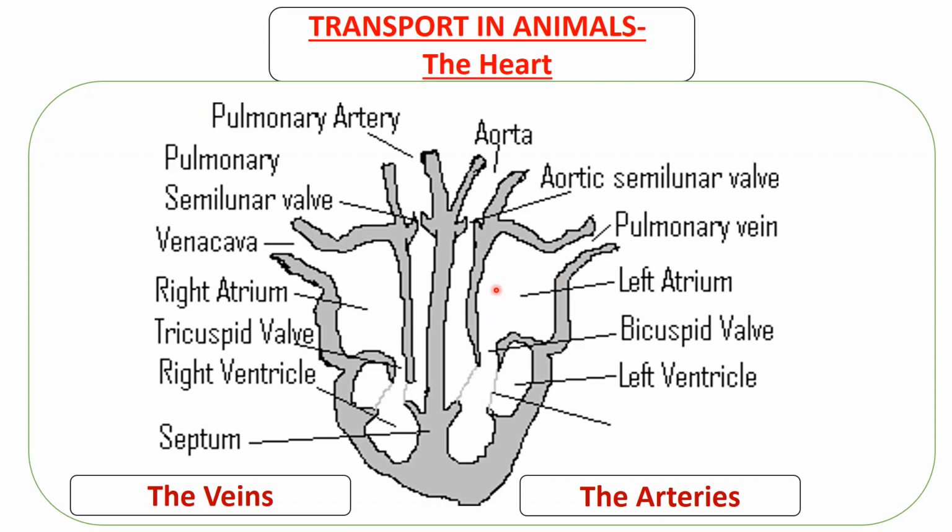The last one is the aortic semilunar valve. Here we have a semilunar valve, but on the side of the aorta, we have the aortic semilunar valve. This one prevents blood from flowing back from the aorta to the left ventricle. So these are the parts of the heart.